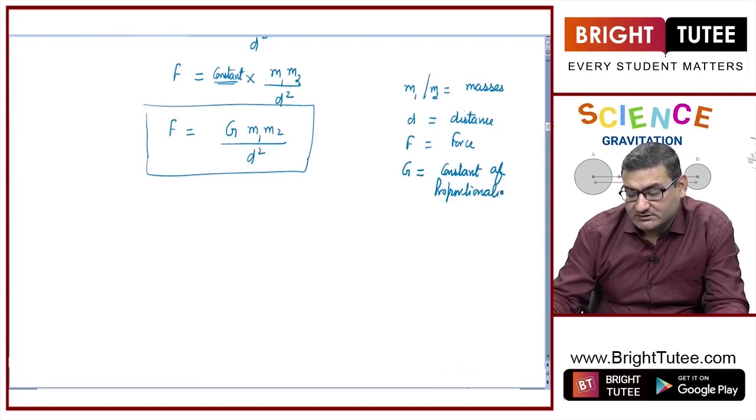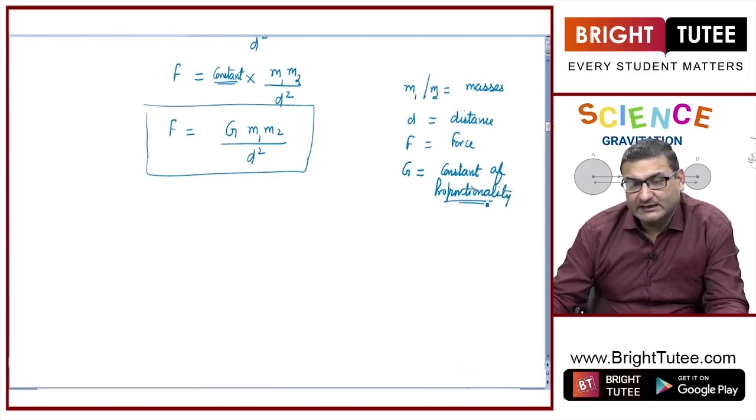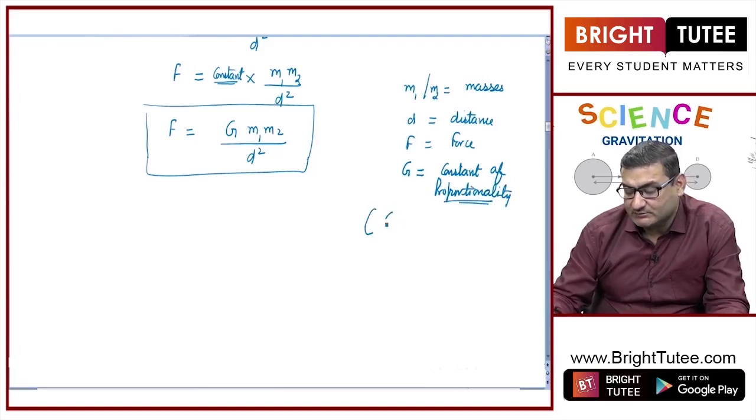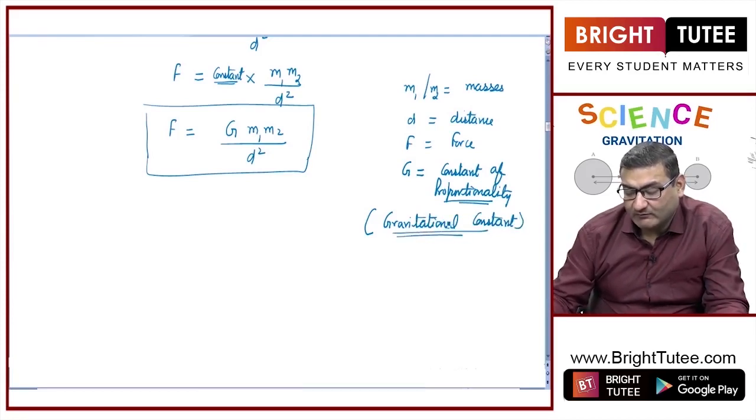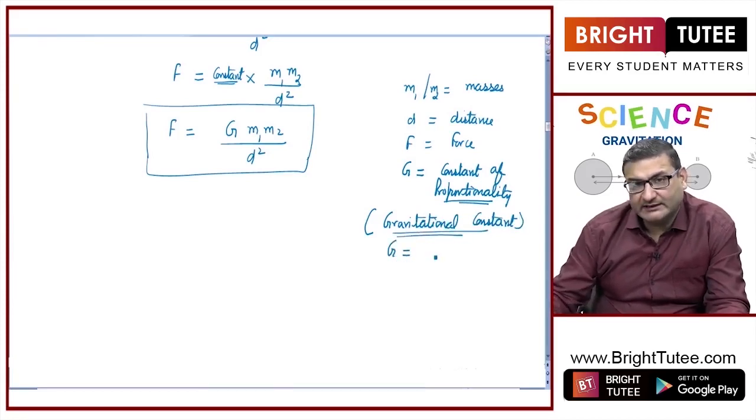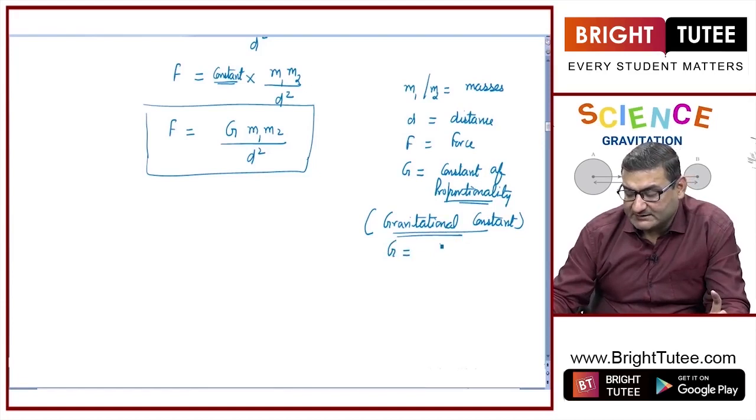Now, this constant of proportionality is given a name, and this name is gravitational constant. The value of this G was calculated by Henry Cavendish, and he calculated the value to be 6.673 into 10 to the power minus 11, and its unit is Newton meter square upon kilogram square.